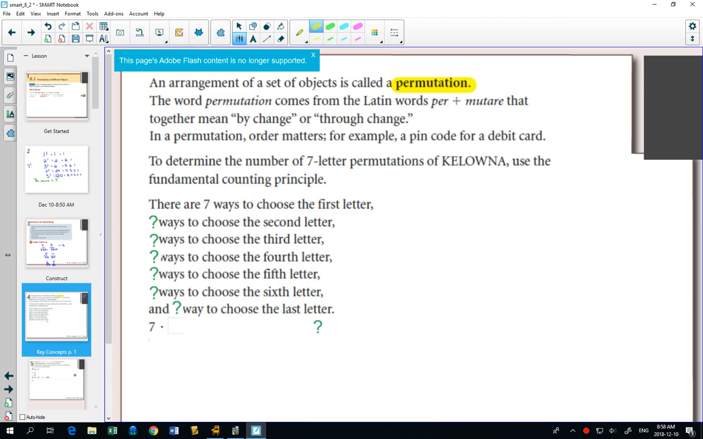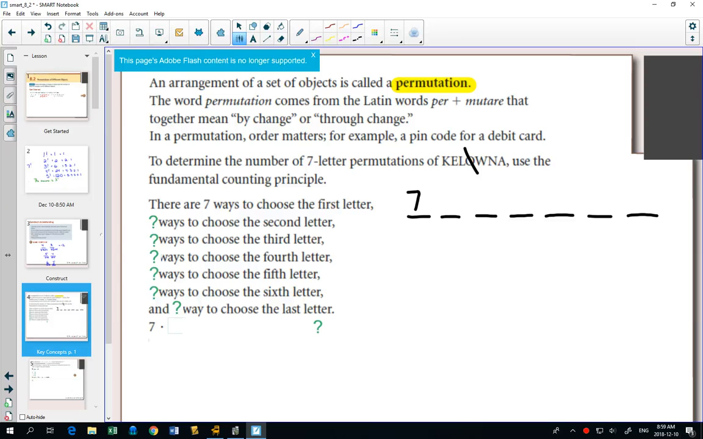Well, there are 7 ways to choose the first letter. In fact, we could do this with spaces because you have 7 decisions to make. How many choices do you have for your first letter? You could pick any of the 7. Say you pick the O. Now the O is used up.